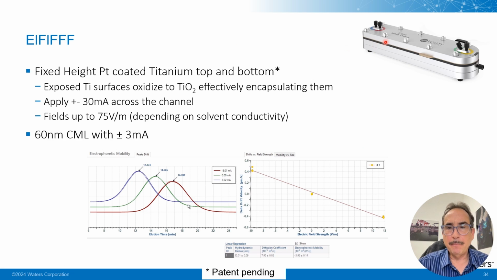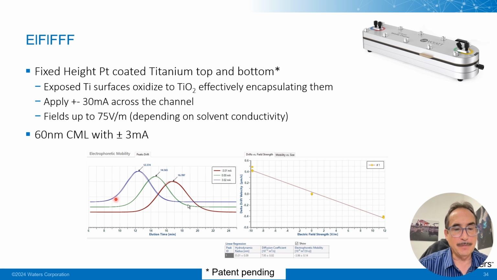So this is what it looks like. The channel is a titanium-based channel with a platinum coating. We've also made a fixed height variant of this one. We have platinum plating on all the wetted surfaces, and then we oxidize the titanium in the holes through the ports, so they effectively are encapsulated by titanium dioxide. So the only field-bearing surface is the platinum. We can apply up to 30 milliamps, plus or minus 30 milliamps, across the channel in addition to the flow through the membrane. And that corresponds to a field strength of up to 75 volts per meter.